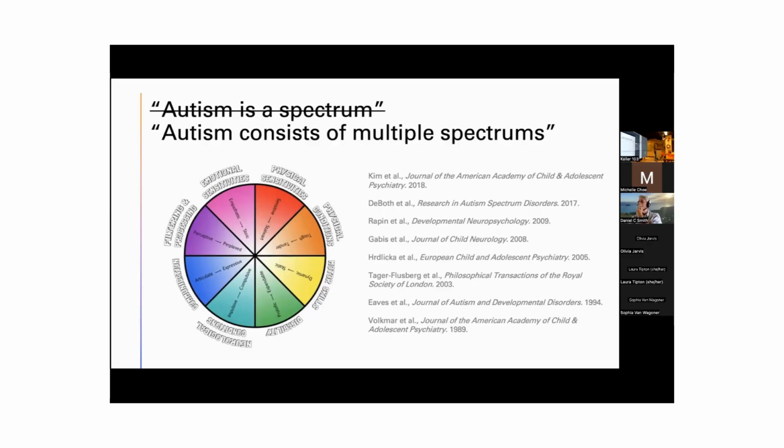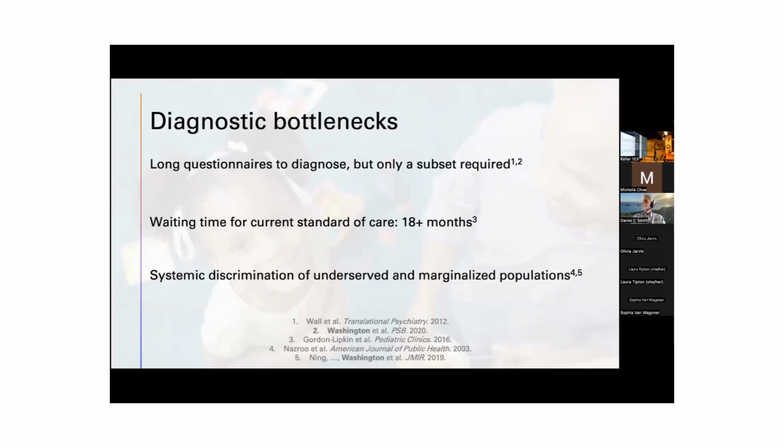So for these reasons, it's what we call a heterogeneous phenotype. That's a fancy way of saying it varies a lot between people who have the same diagnosis. And because of this complication, there are several diagnostic bottlenecks to diagnosing autism.